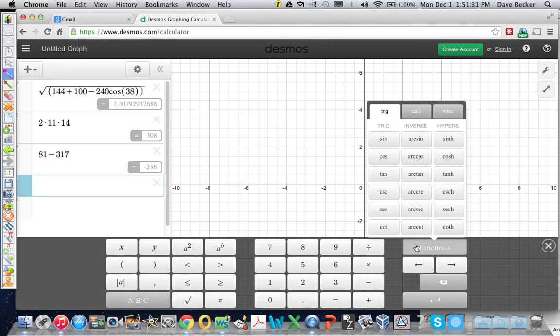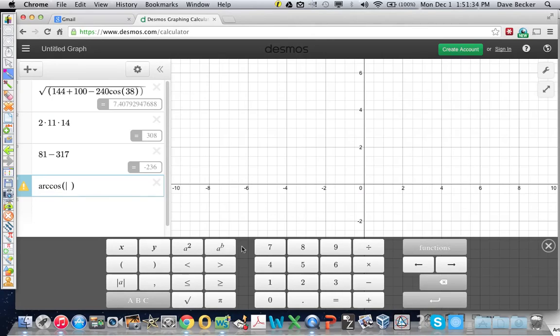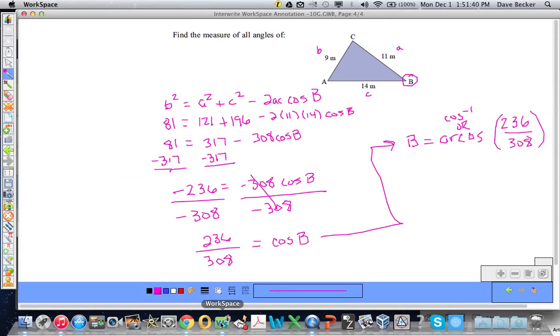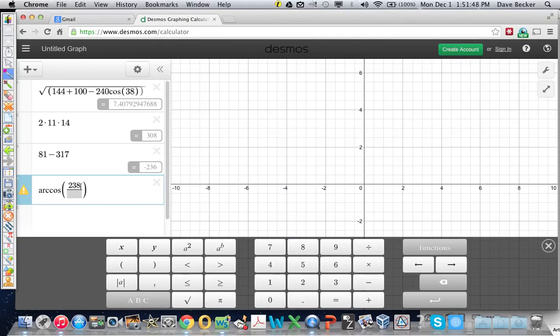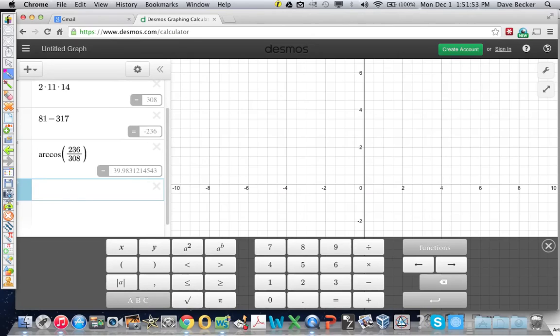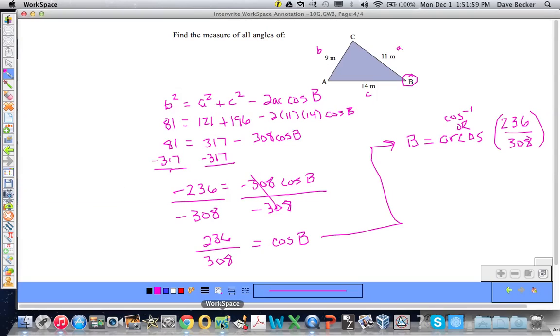So arc cosine of 236 divided by 308. See, good thing I checked. Bam. 39.98, so that's going to round to 40.0 degrees. So B is equal to 40 degrees. And I forgot a C in here, arc cosine.